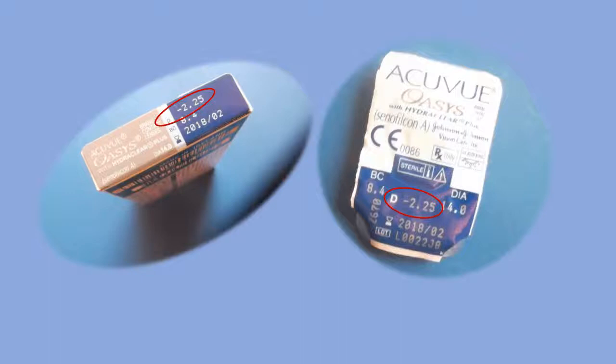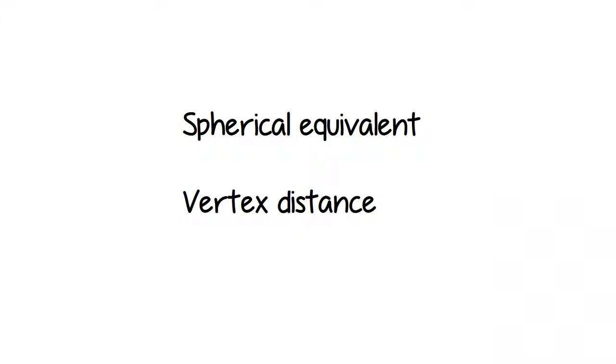The packaging of these contact lenses also shows the dioptric power. And there are 2 things that I want to go over about the power before I end this video. I've talked about both of them in prior videos, so they're not really new, but they are important. One is spherical equivalent and the other one is the vertex distance.